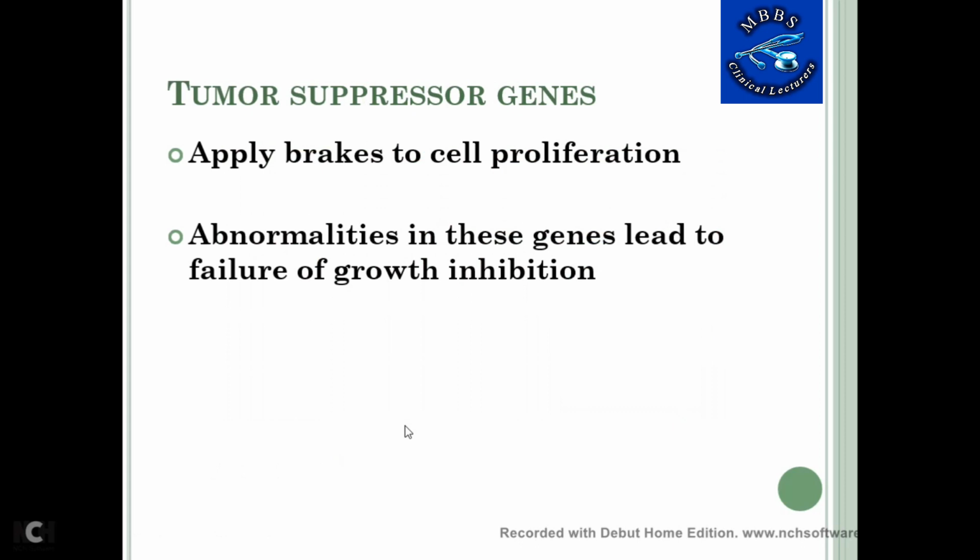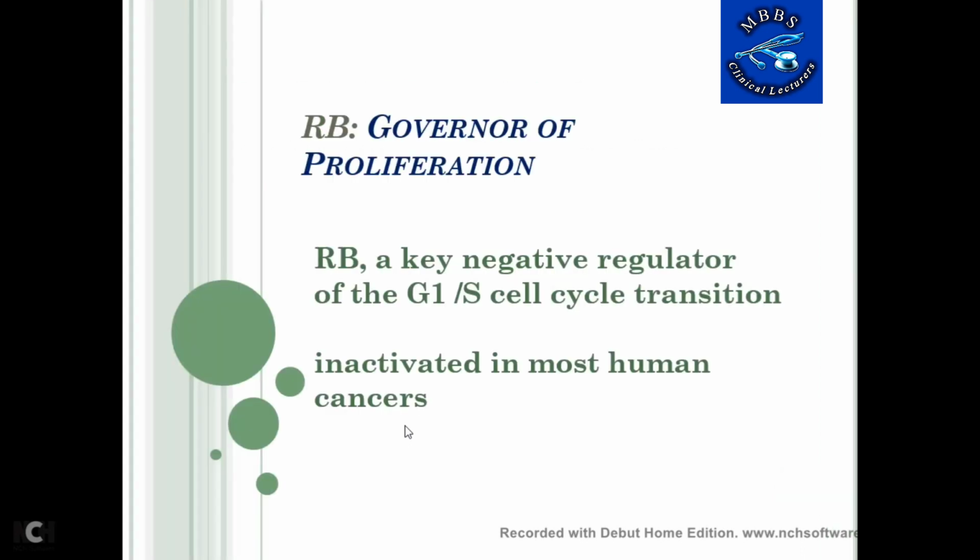Now, they actually apply the brakes to cell proliferation, and then abnormalities in these genes. Say, for example, a tumor suppressor gene is itself a brake, and when the brake of a bicycle fails, what happens? It will just continue, keeps on moving without any direction. So this is how the tumor suppressor gene acts.